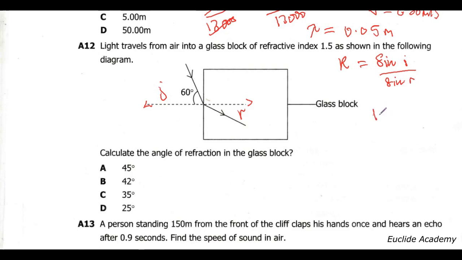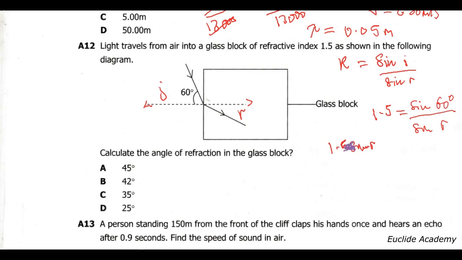So refractive index they've given us to be 1.5, and then we say sine of the angle of incidence, which is 60 degrees, right? Is 60. Then you divide this by the angle of refraction, which is sine of R. And then you can multiply this. It will be sine of R times 1.5.